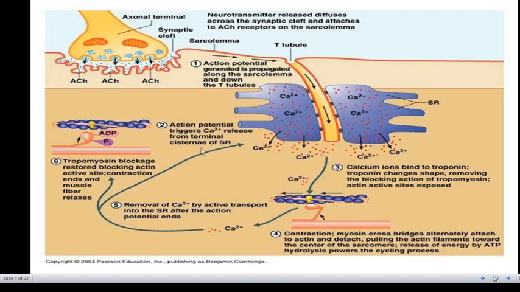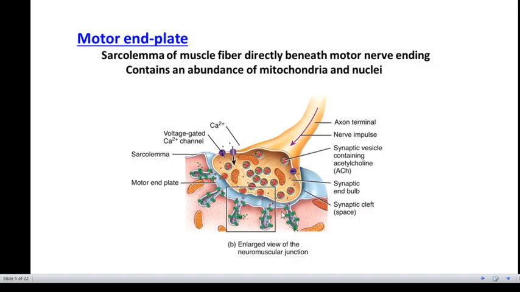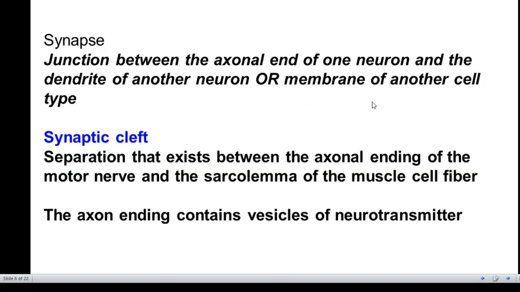This diagram shows the neuromuscular junction: motor end plate, sarcolemma. The muscular fiber is directly bent to the motor nerve ending, which contains mitochondria and nuclei. What is the cleft? The synaptic cleft means the space between the axonal ending of the motor nerve and the sarcolemma of the muscle cell fiber.